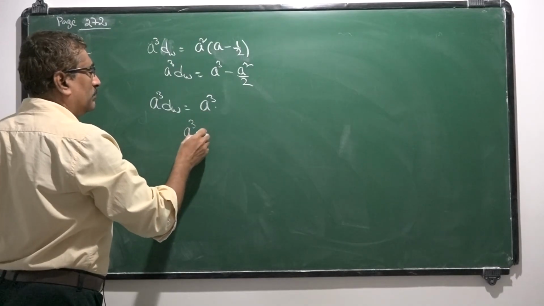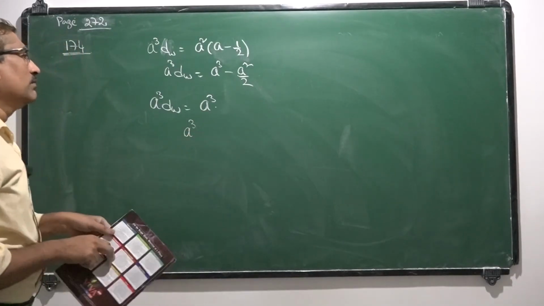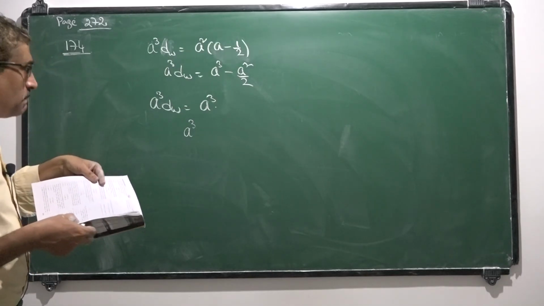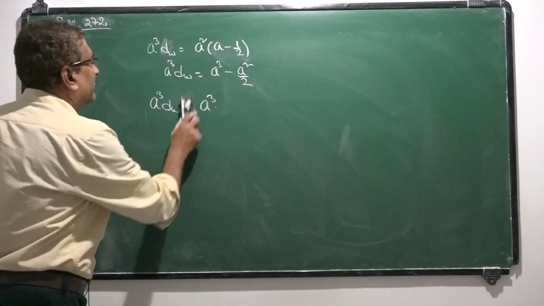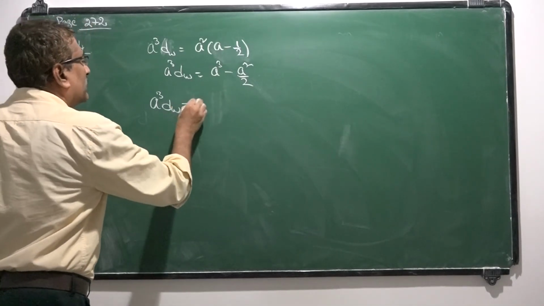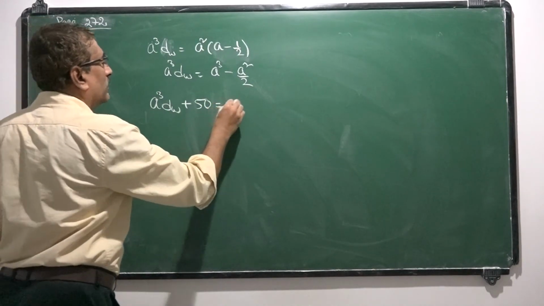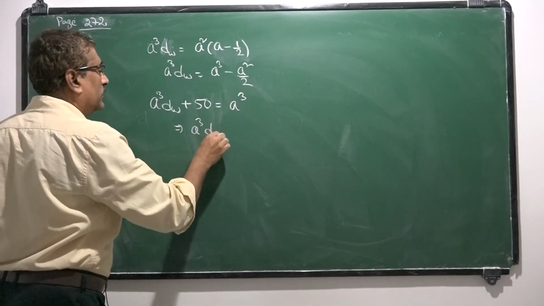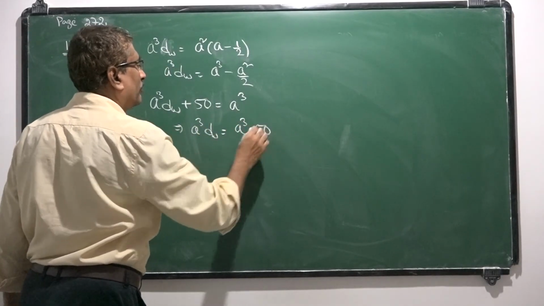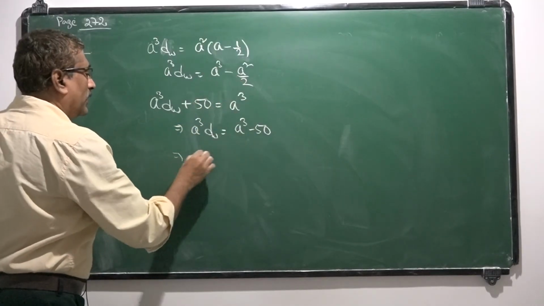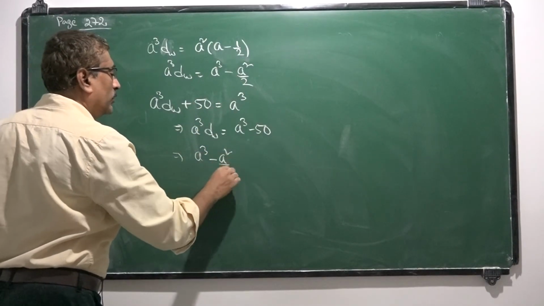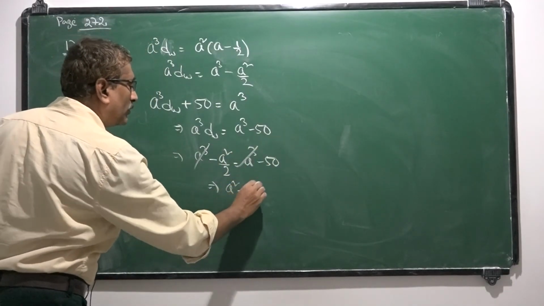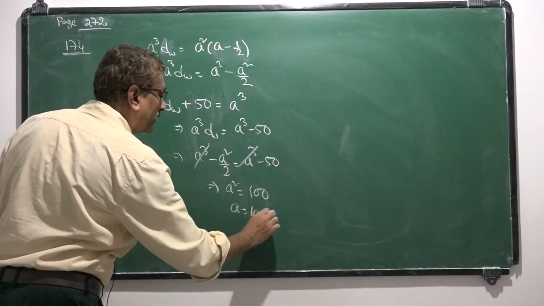Okay, 50 gram is added here. A cube dW plus 50 is equal to A cube. Now, from this condition, A cube dW is equal to A cube minus 50. So, equating these two, A cube minus A square by 2 is equal to A cube minus 50. This implies A square is equal to 100, A is equal to 10 centimeters.